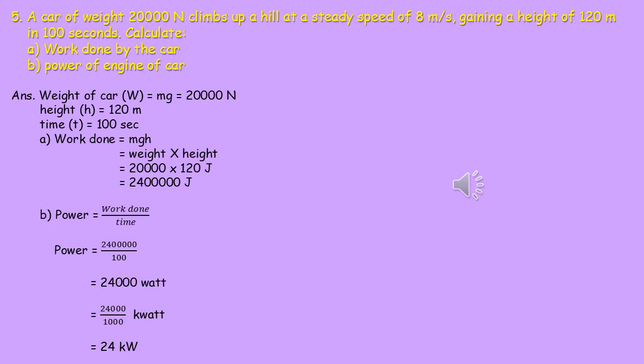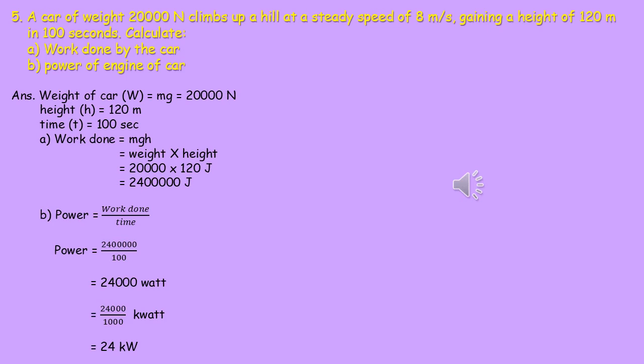Now we know that work done in lifting something or raising something to a height is equal to mgh, that is work done against gravity. But here mg part is already given, so work done will be weight into height, that is 20,000 Newton into 120 meter. When we are multiplying Newton into meter, we are getting joule. So 24,00000 joule is the work done.